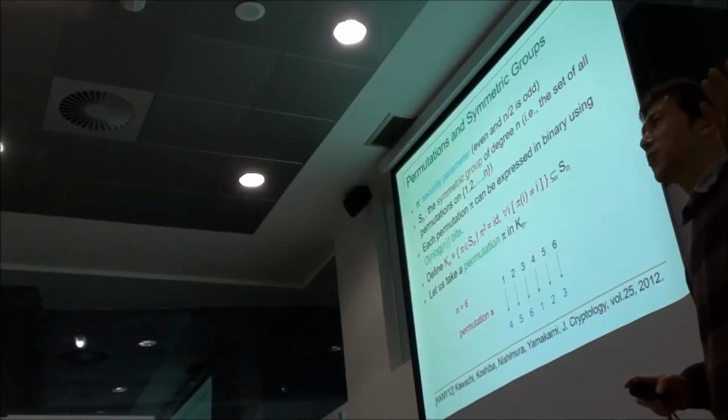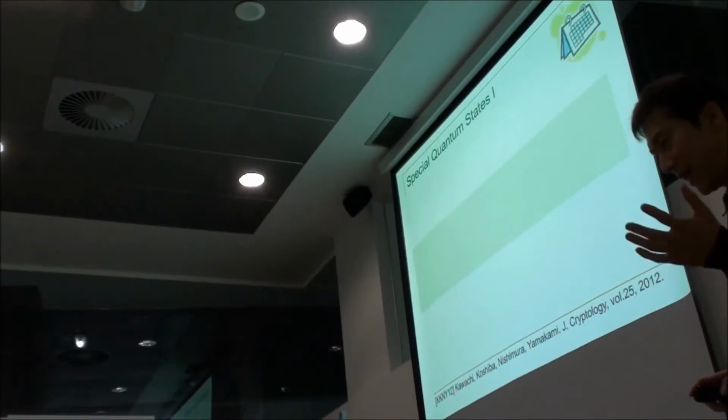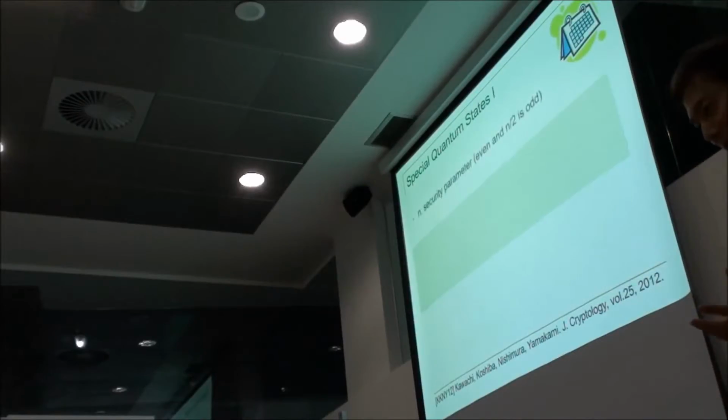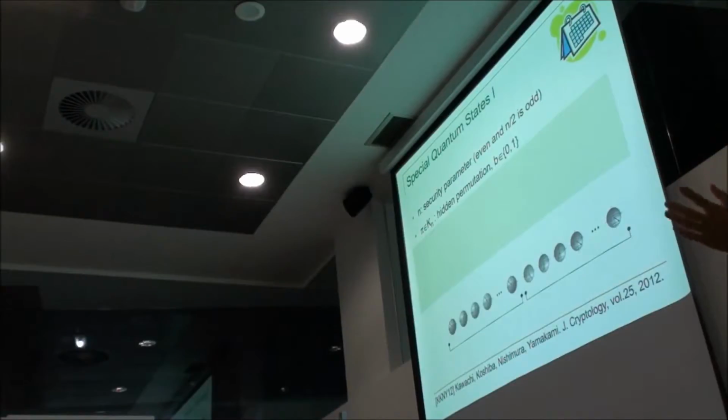But we have tons of such permutations, so the size of this subset, K0, is not so small. So you have plenty of room to choose a good pi.